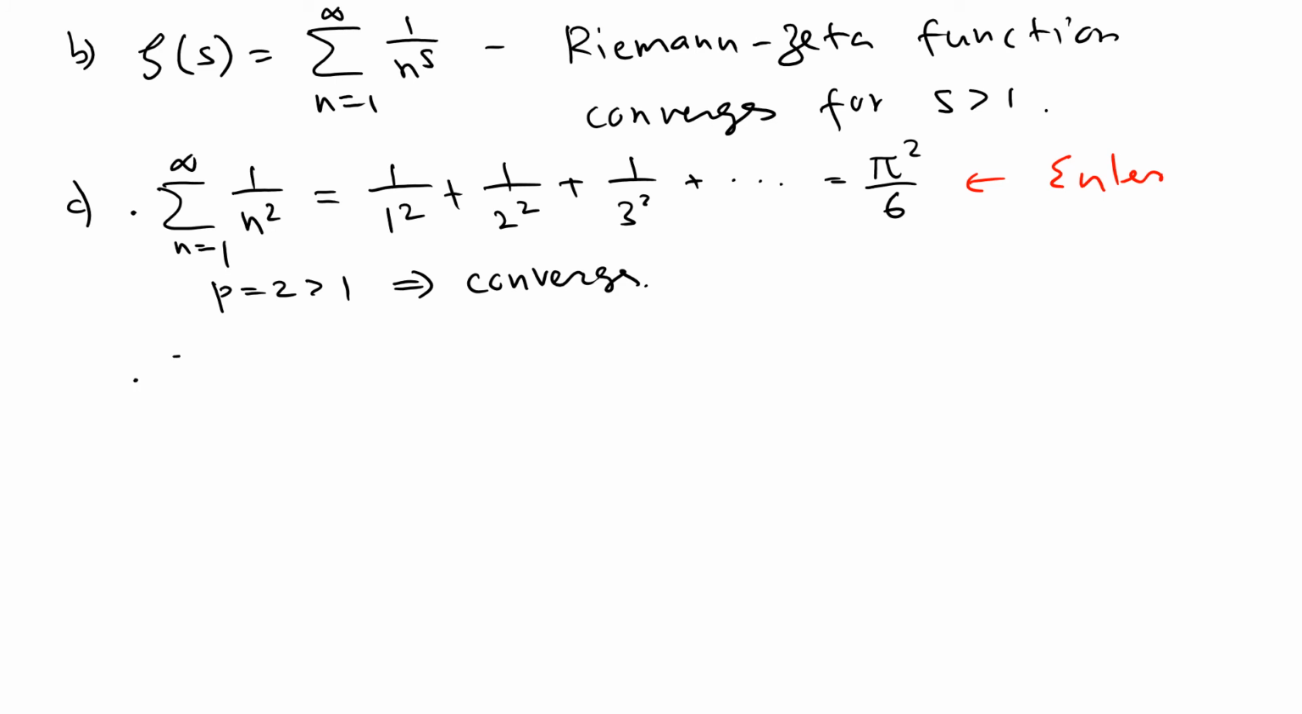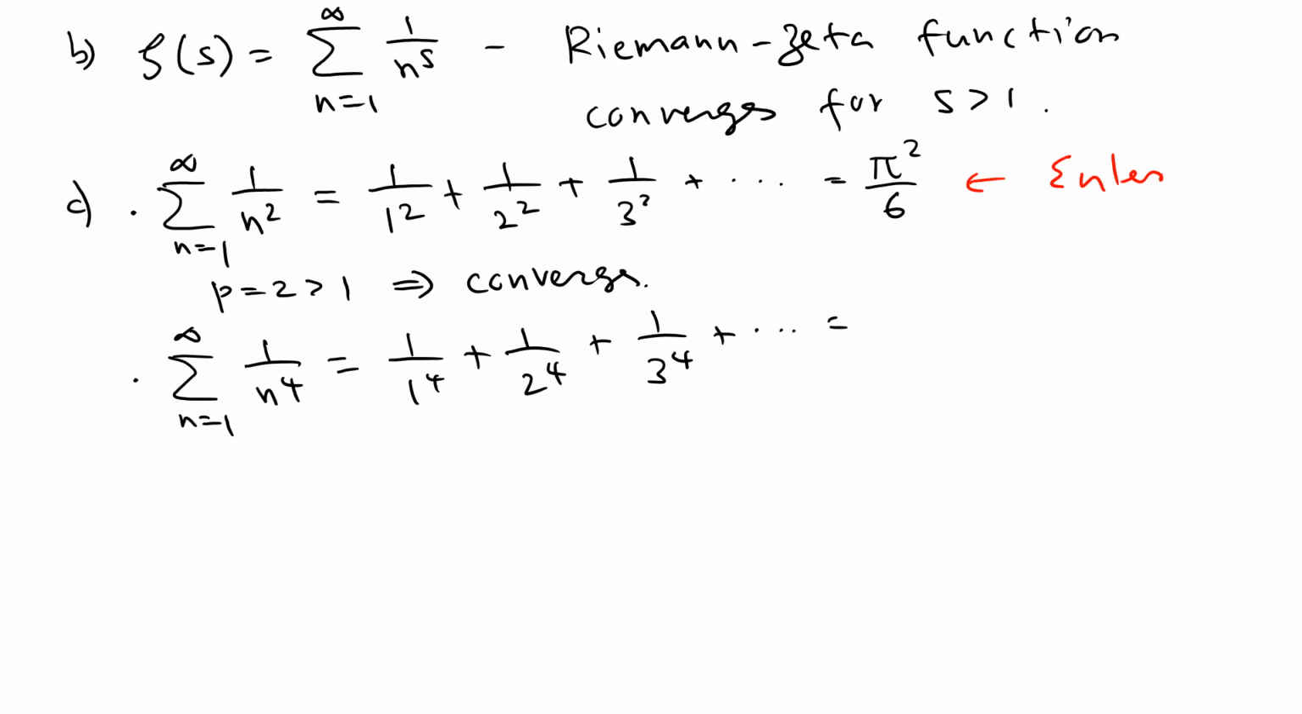For example, if we have n equal 4, that means 1 over n to the 4th power. So this is 1 over 1 squared, 1 over 2 squared, not squared, the 4th power. So we have 1 over 1 to the 4, 1 over 2 to the 4, and 1 over 3 to the 4. And you can show that this converges to pi to the 4 over 90. Again, Euler proved that.